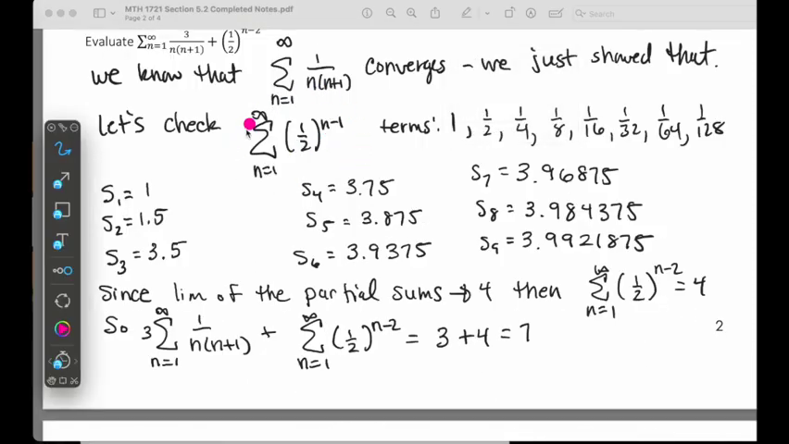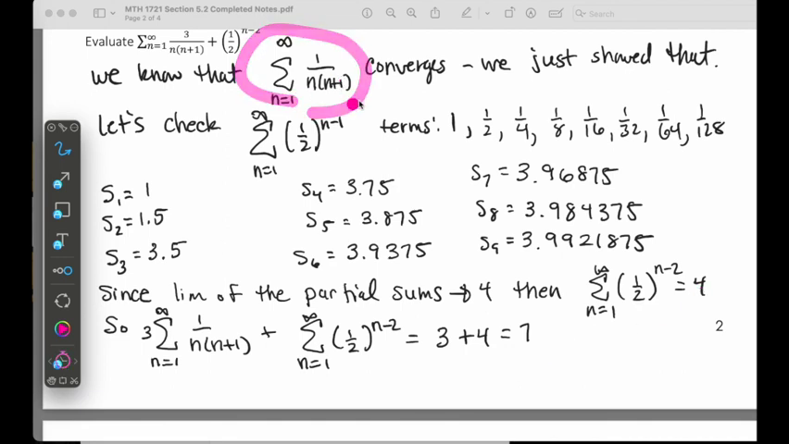So looking at this series here, if I write out my terms, I get 1, 1/2, 1/4, 1/8, 1/16, etc. So I wrote out a bunch of the terms, and then I started calculating the partial sums. The first partial sum was 1, the second partial sum was 1.5, etc. If you notice, the limit of the partial sums approaches 2. It's getting closer and closer to 2. So that tells me that this series converges, which tells me that the series is equivalent to 2.